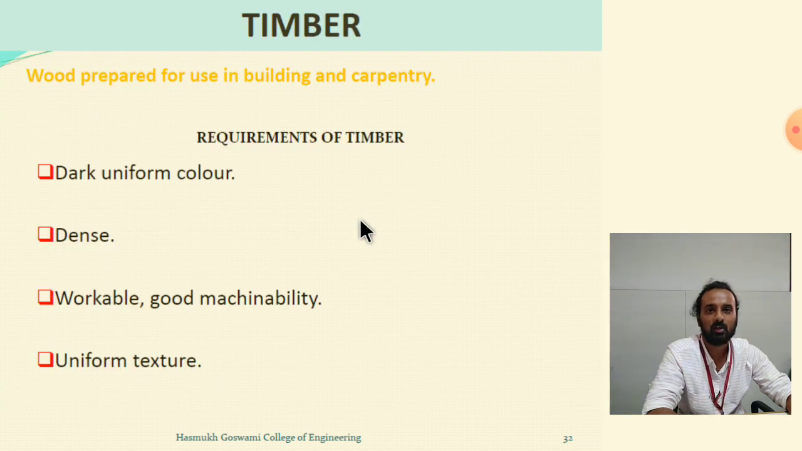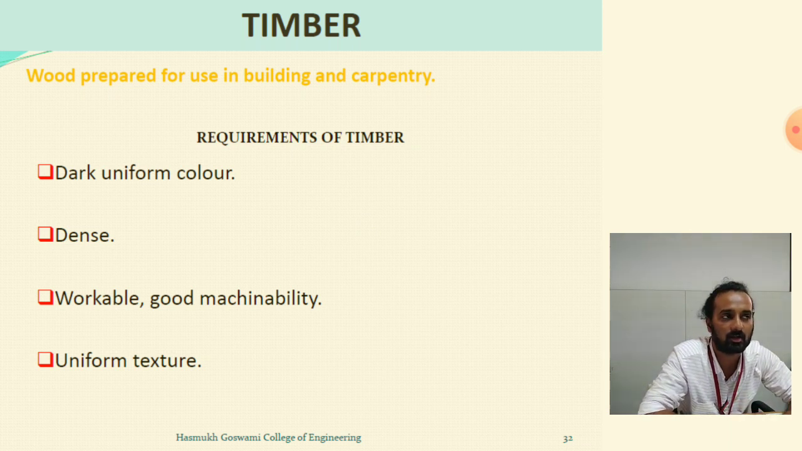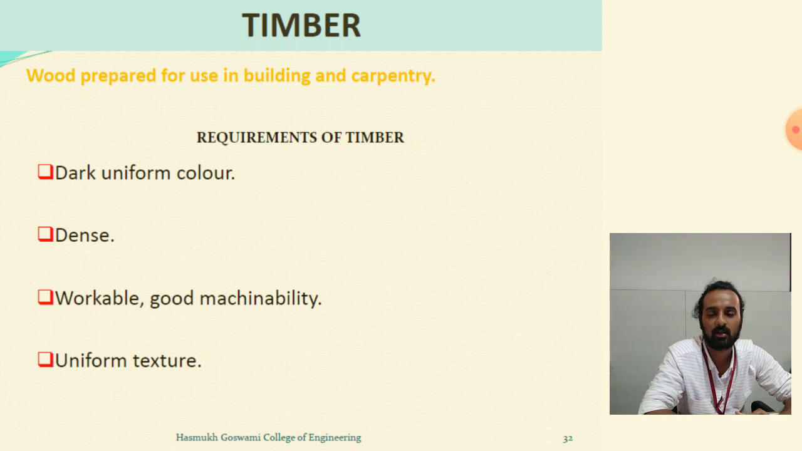Timber. Wood prepared for use in building and carpentry. So timber is actually a processed form. It has requirements when used in the construction industry or buildings. It should be dark, uniform color, dense, workable, with good machinability and uniform texture.